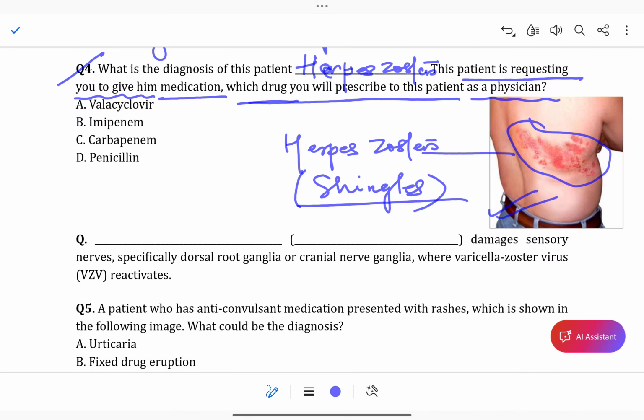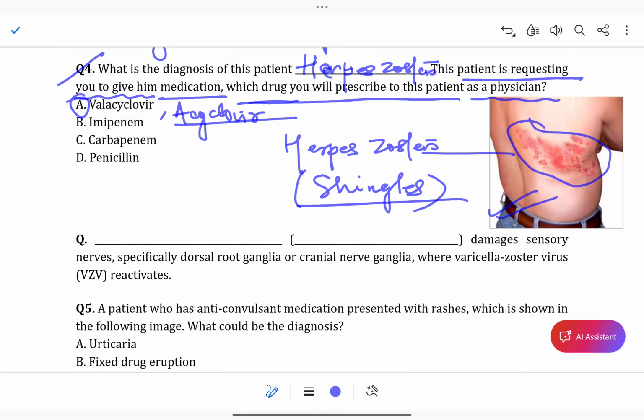Acyclovir? No, it's not in the options, but you are right. We can give acyclovir, but here the option is valacyclovir. Acyclovir can also be given.